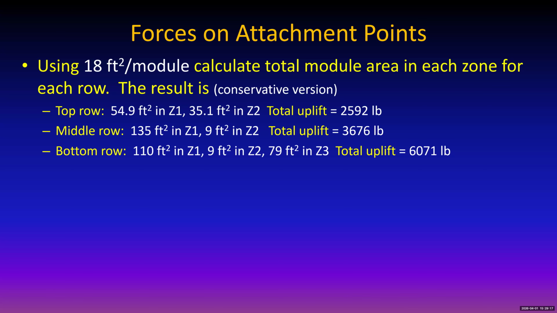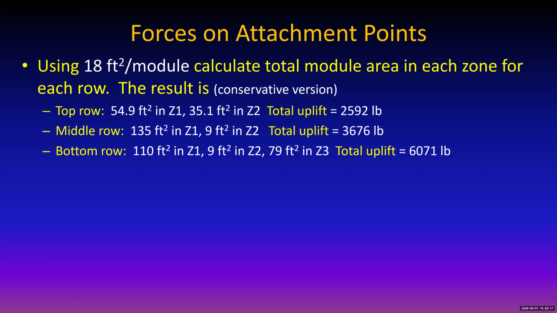So that we can calculate the total uplift then, which is the amount in zone 2 plus the amount in zone 1: 2,592 pounds. Middle row has 3,676 pounds total uplift, and the bottom row has 6,071 pounds total uplift because it's got more modules in it. And it's also in a different wind zone, and it's got some area in zone 3, that's a little bit more pressure.